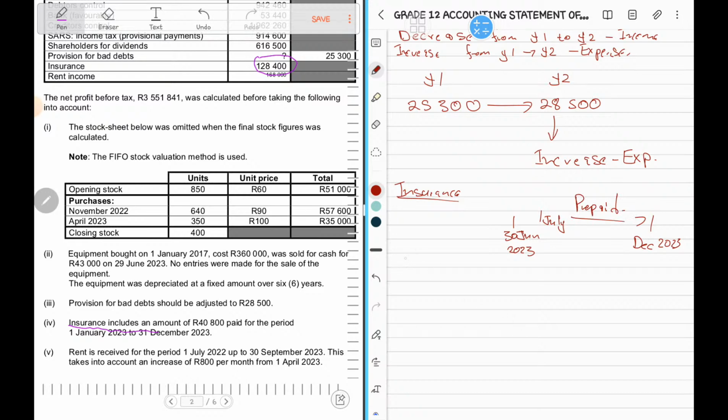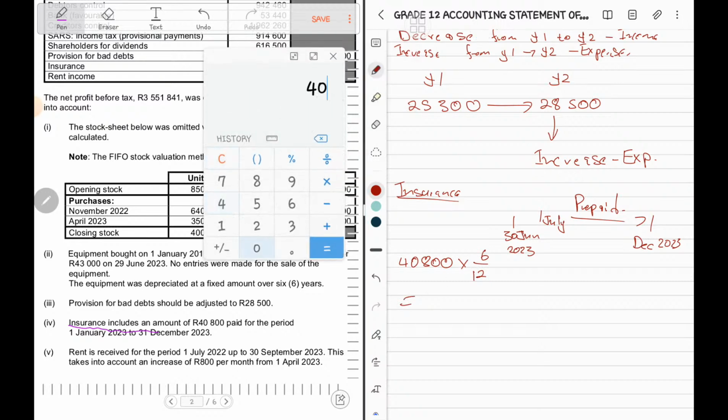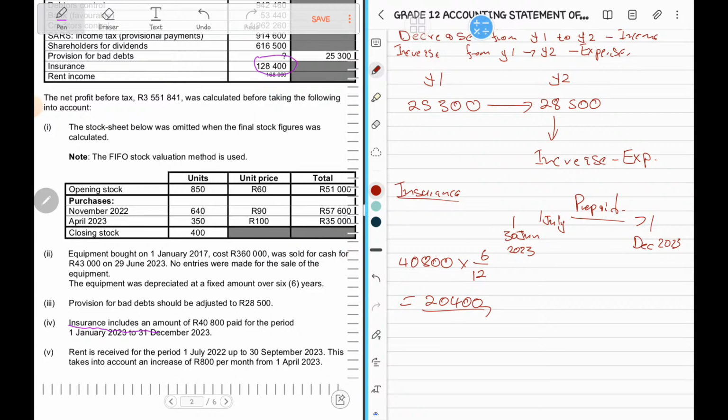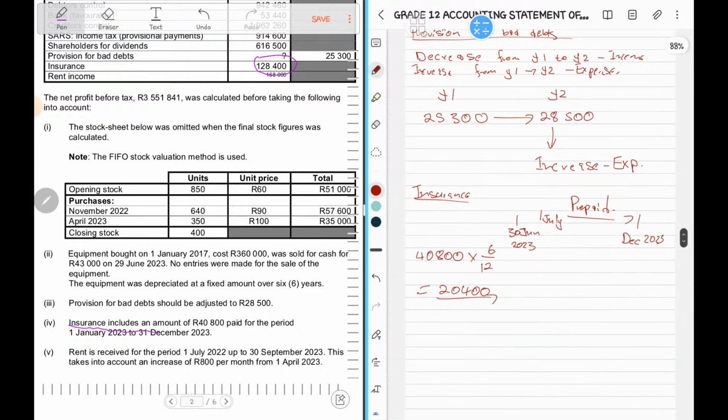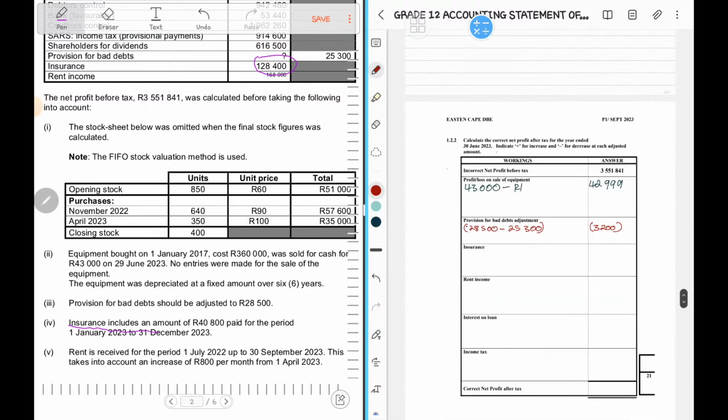So what we are going to do, we are just going to take the 40,800 and multiply it by the insurance expense for 6 months over 12. That gives us how much? So 40,800 multiplied by 6 over 12. That means 20,400 is the prepaid expense that they subtracted. So to correct our profit, we are going to add it back. Prepaid expense, we add it back.